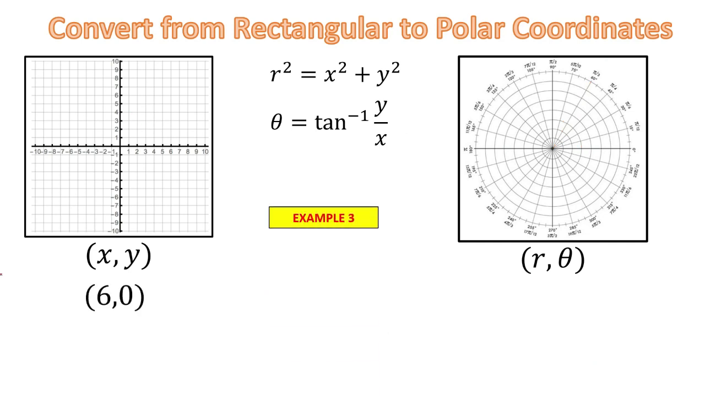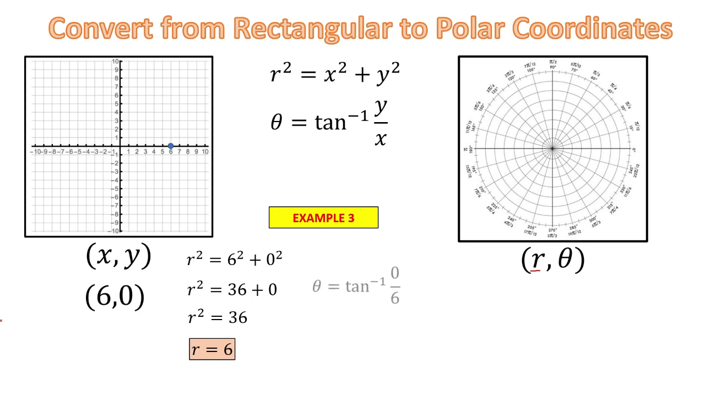Now the point is 6, 0. Continue. x is 6, y is 0. 6 squared is 36. Now r is 6. The value of r here is 6. To find the angle, we use the inverse tangent, arctangent. The tangent is 0 at 0 or pi. Remember this: the tangent is 0 at 0 or pi.